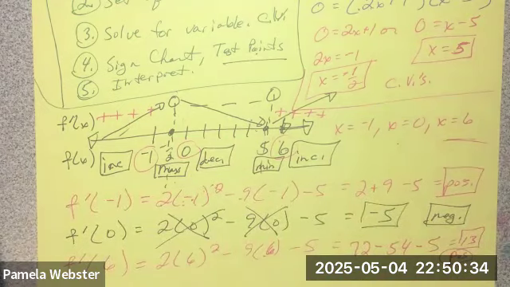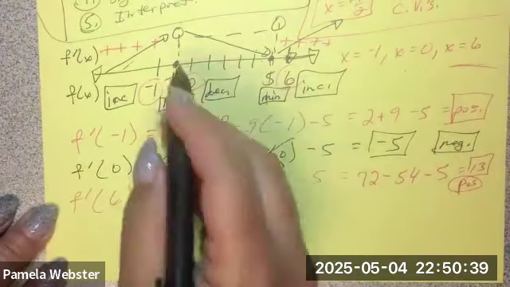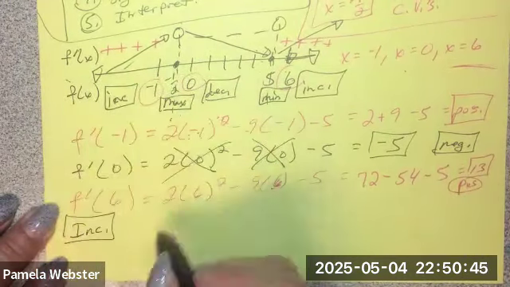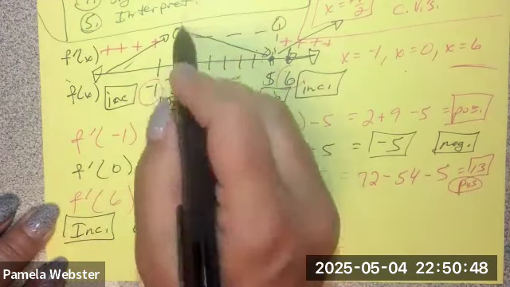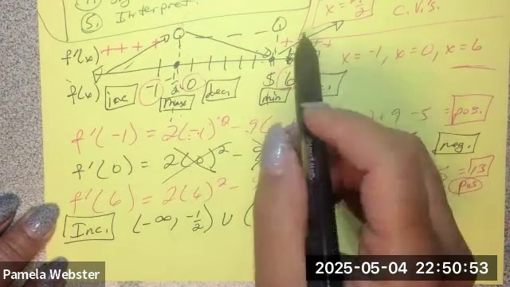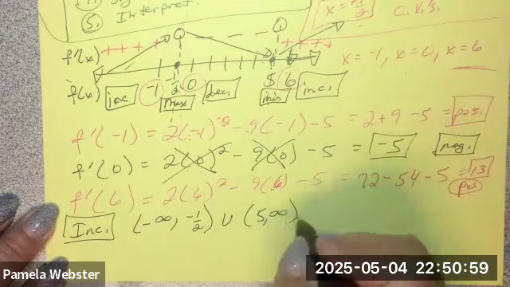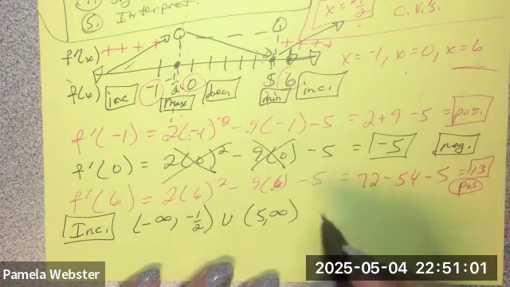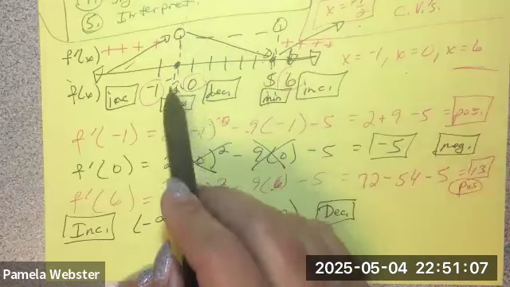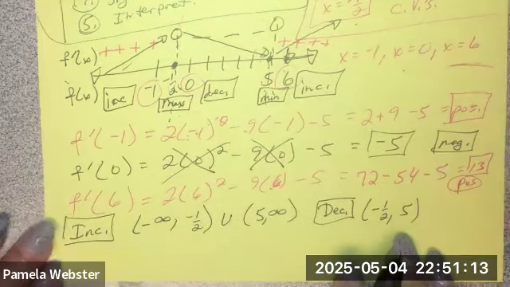Technically, they ask me for intervals of increase, decrease, or constant. So let me give those intervals. Okay, it is increasing from this section right here, negative infinity to this was negative 1/2, or it's increasing from 5 to positive infinity. Those are my intervals where it's increasing. It's decreasing from this point to this point, right? So it's negative 1/2 up to 5.